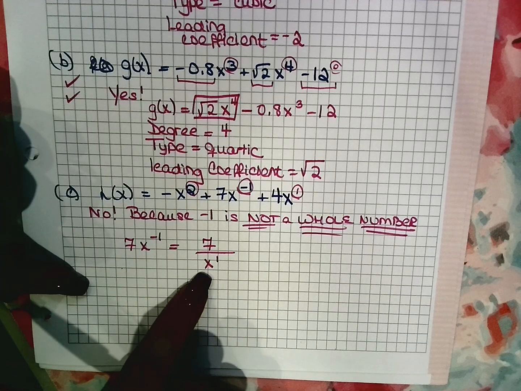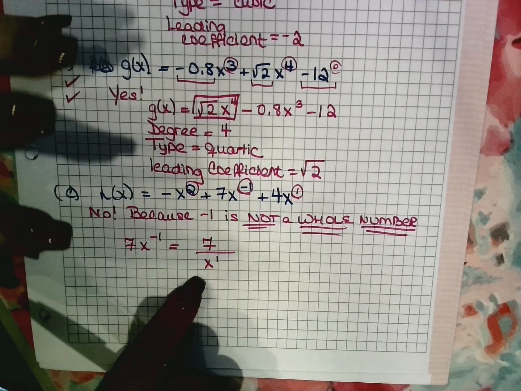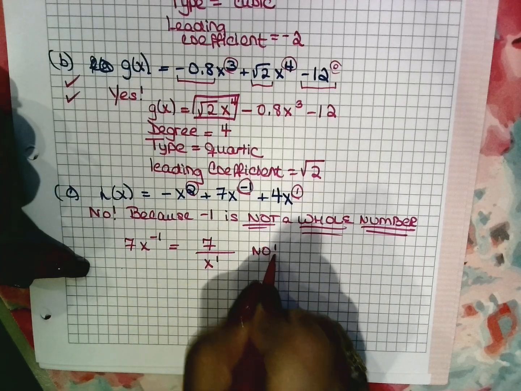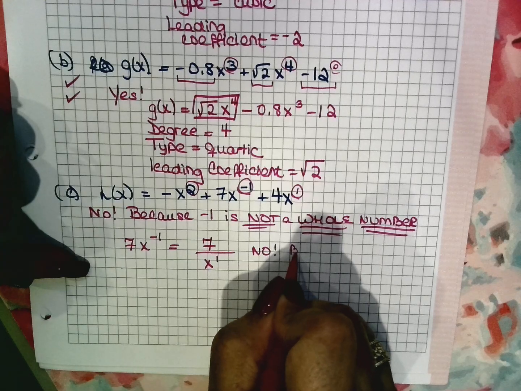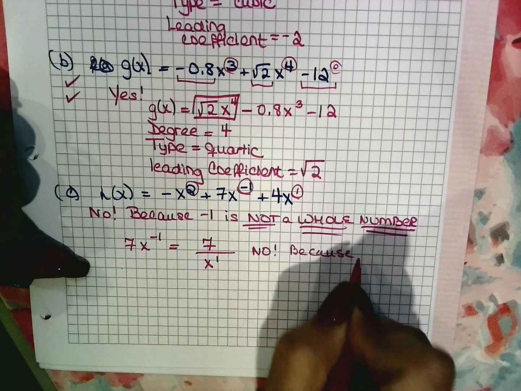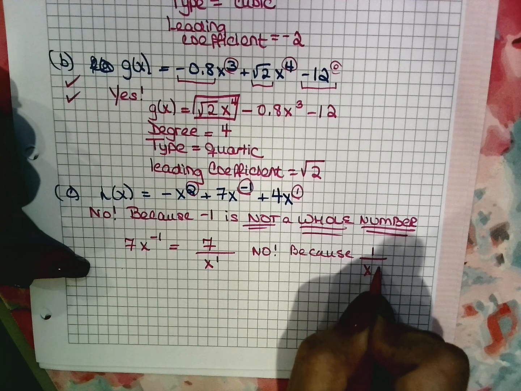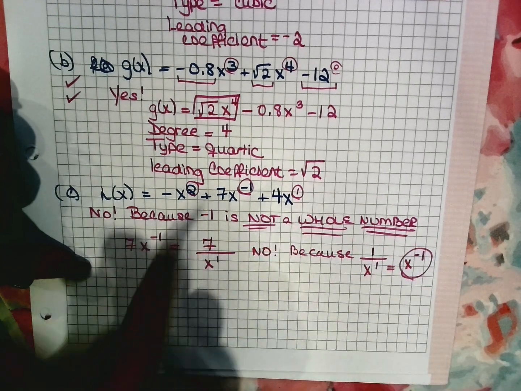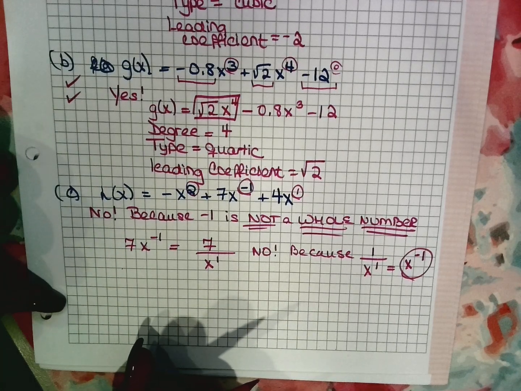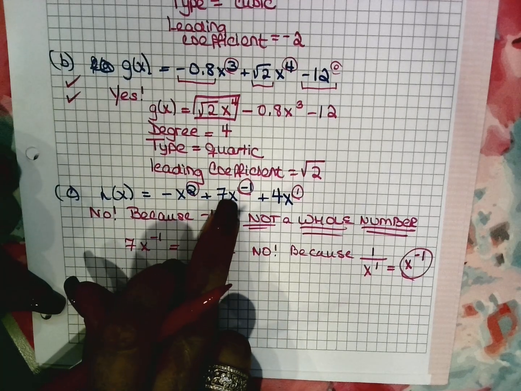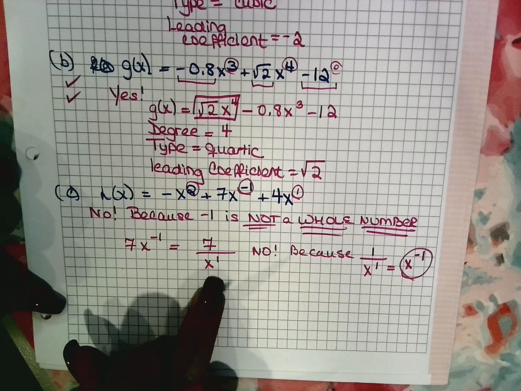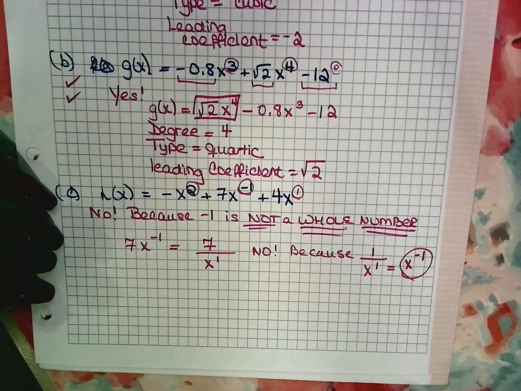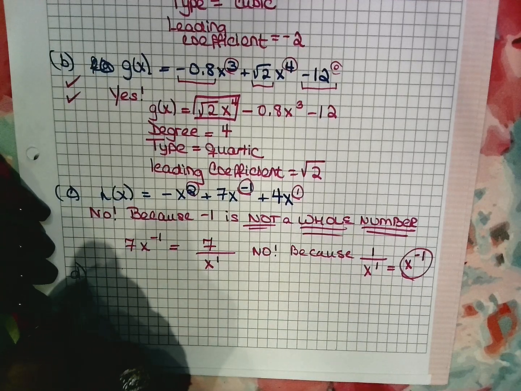So if you see this as a term, for example, in Big Ideas, that will also disqualify it from being a polynomial, because when you have 1 over x to the first, that's equal to x to the negative 1. And we go back to the same situation. Negative 1 is not a whole number. So just be on the lookout. You can see it like that. Sometimes you'll see it like that. It's the same thing. Not a polynomial.